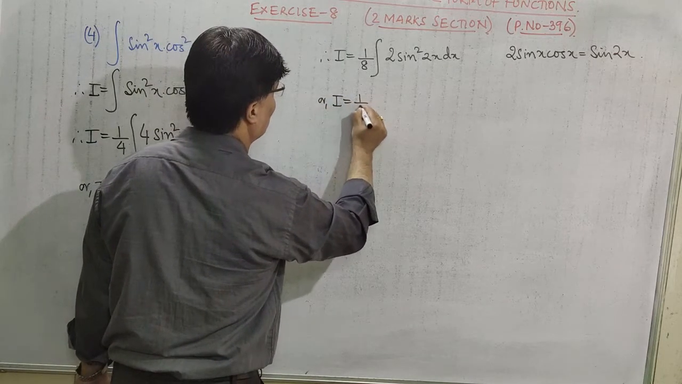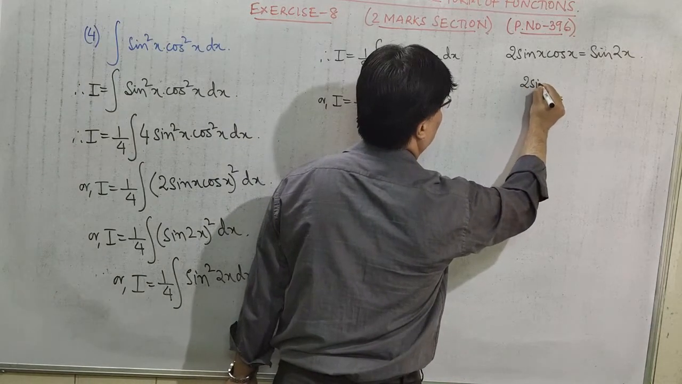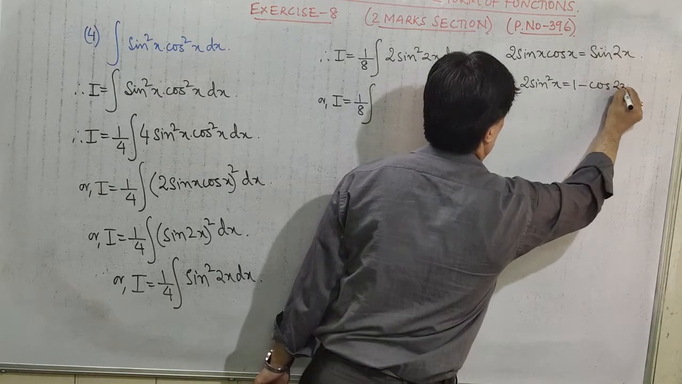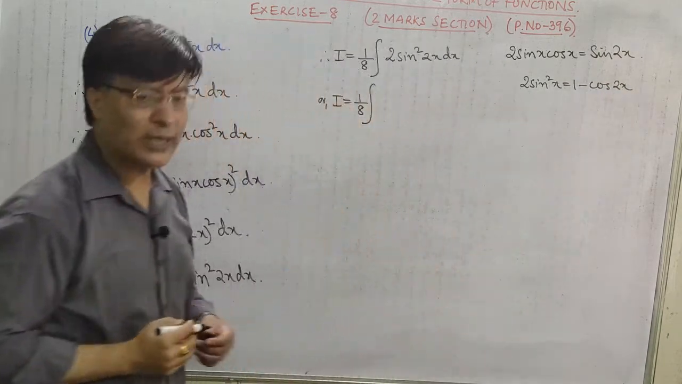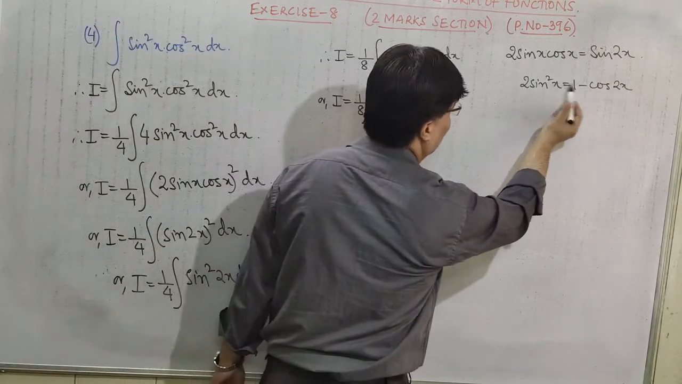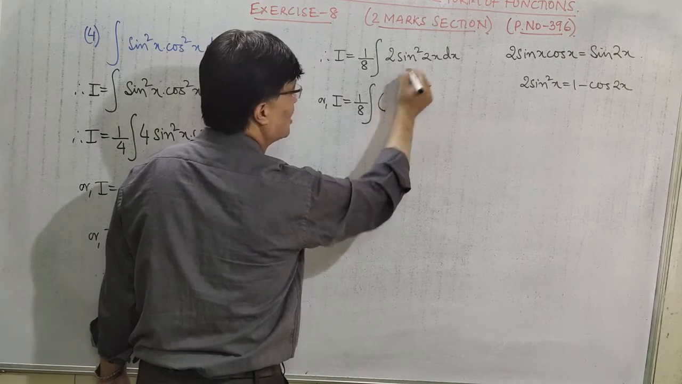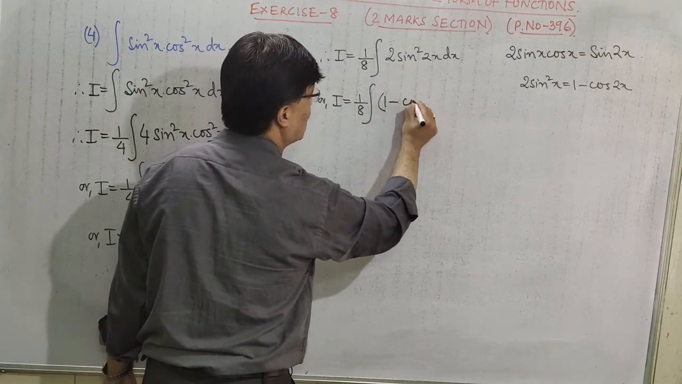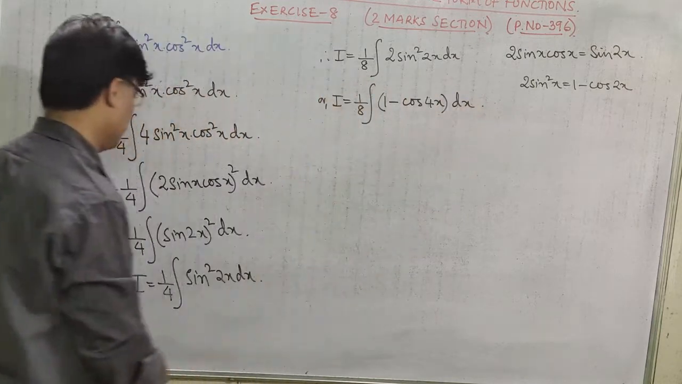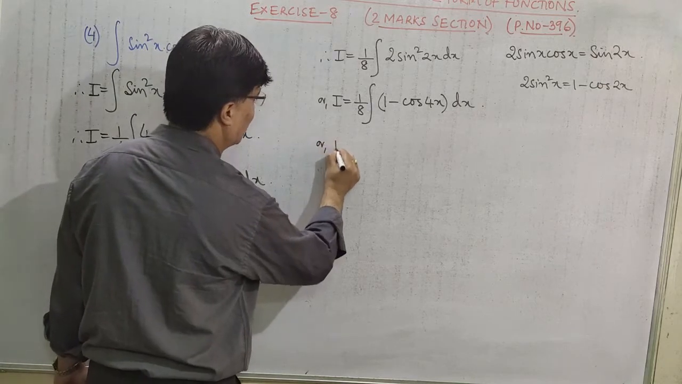So I is equal to 1/8 integration of, you know the formula for 2 sine square x, isn't it? Which is equal to 1 minus cos 2x. If there is 2 sine square x, you should write 1 minus cos 2x. So double of this x is 2x. So what is the formula for 2 sine square 2x? It is 1 minus cos, double of 2x is 4x. Then dx. Okay, so now you can separate and then you can easily integrate them.